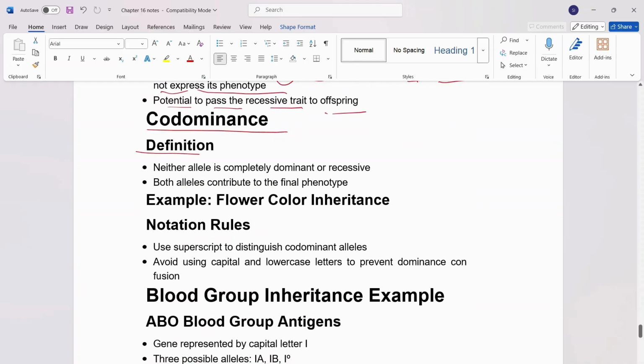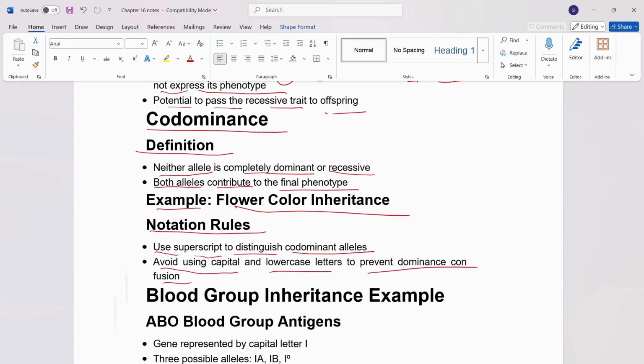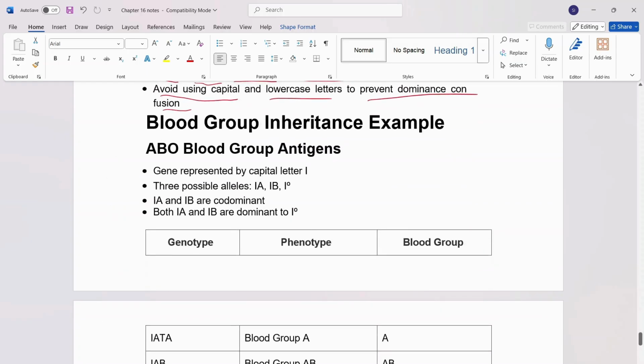Now codominance, what is it? The definition is that neither allele is completely dominant or recessive. We were talking about how one gene's phenotype is dominant and makes the other recessive, but in codominance neither of them is completely dominant or recessive. Both alleles contribute to the final phenotype. Example: flower color inheritance. Notation rule: use superscripts to distinguish codominant alleles. Avoid using capital and lowercase letters to prevent dominance confusion. So you can practice like this, making tables.